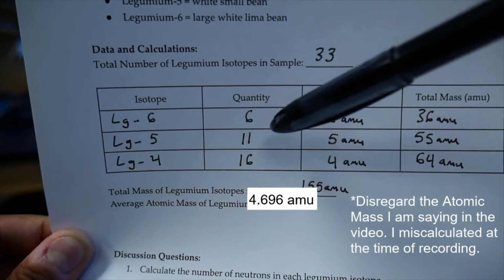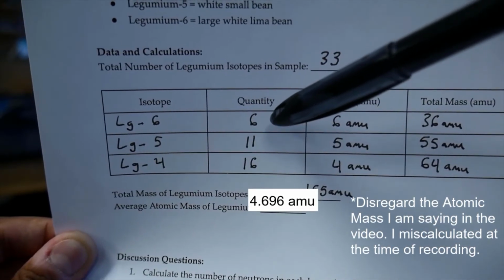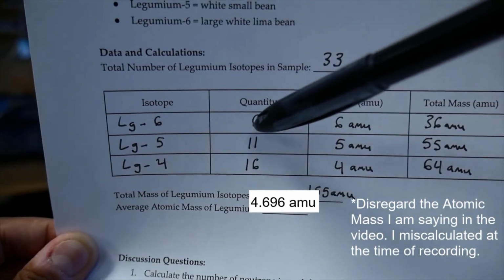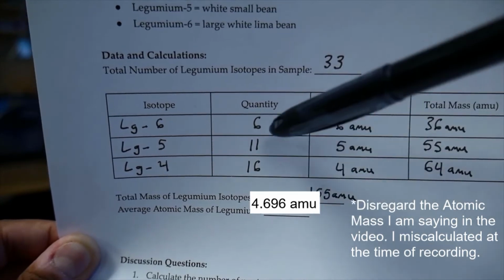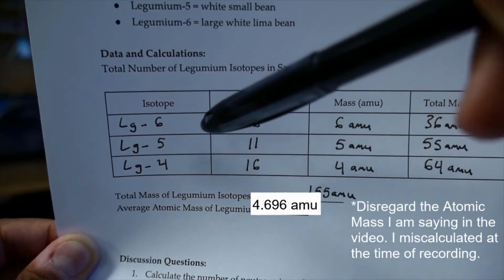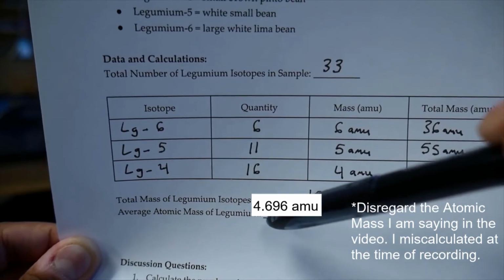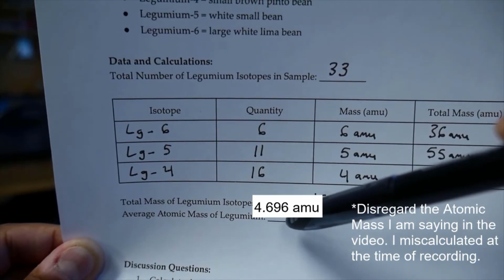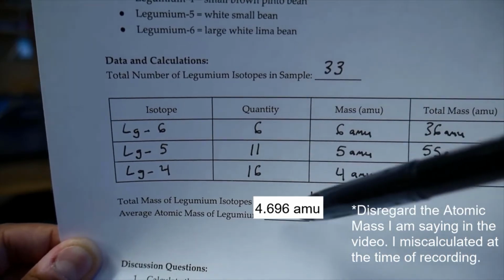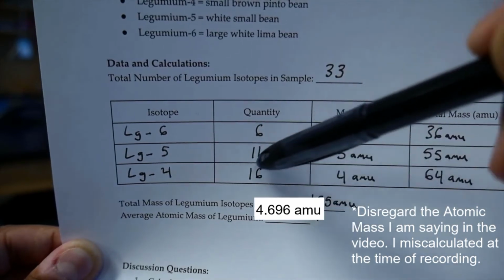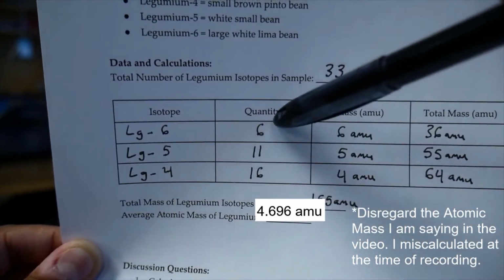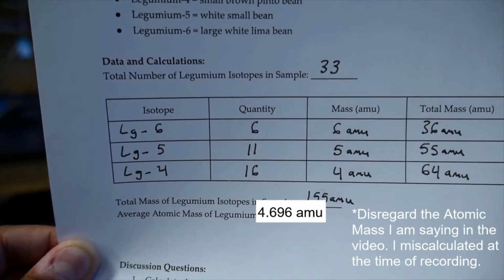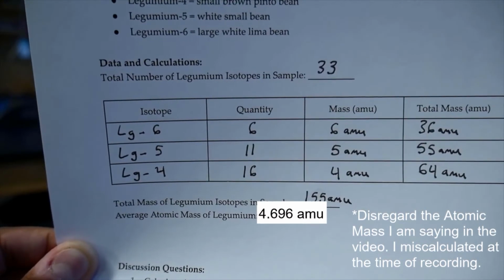However, we do have 17 Legumium 6 and 5s. If we add these together, that's 17, which will push this average a little bit closer to 6 than it will to 4. So it makes sense that this is 5.03 rather than like 4.97. Okay? Again, your number here should be reflective of what you have up here in terms of your quantity. All right, so let's move on then to looking at the post-lab questions.